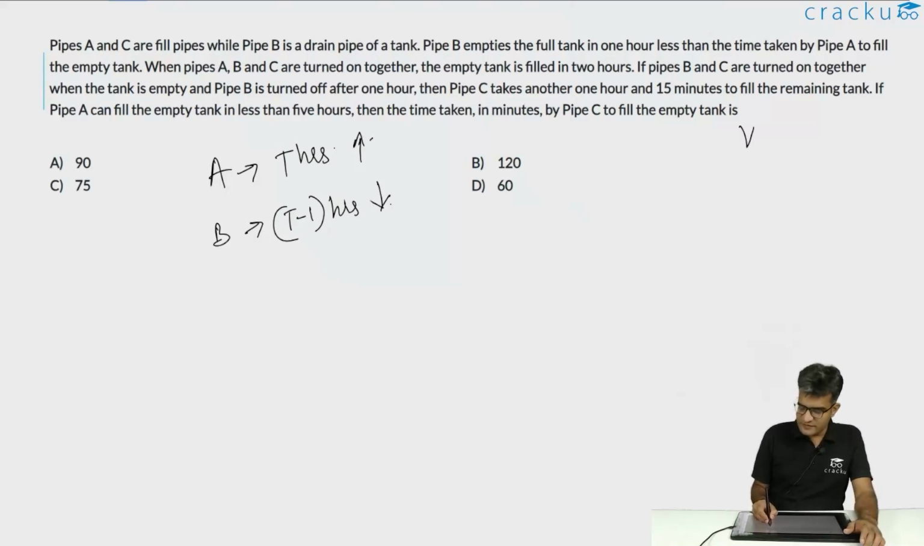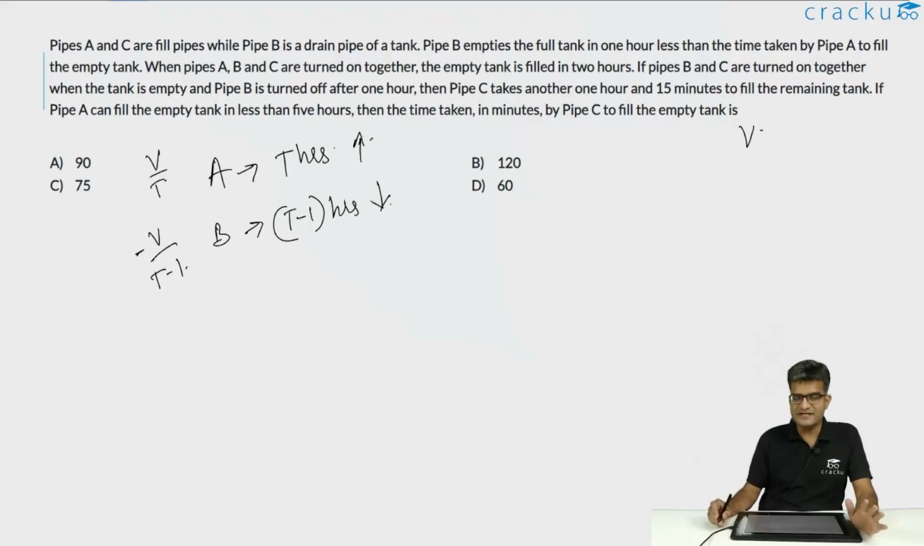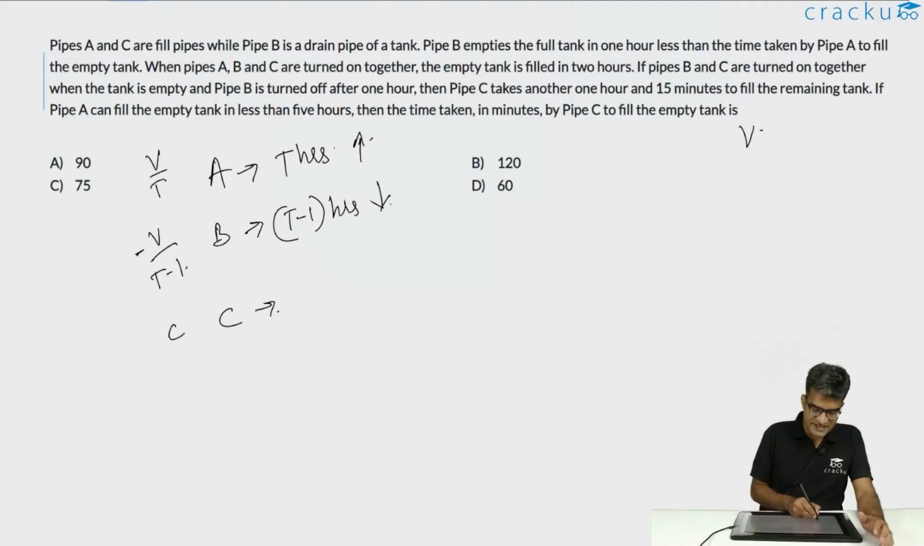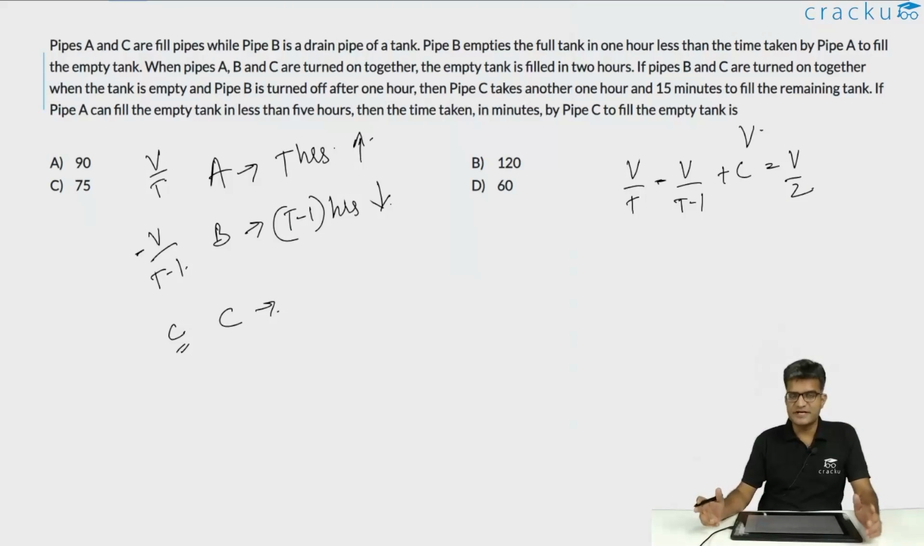If you assume that the volume of the tank is V, in 1 hour, the amount of water that is filled into the tank by A will be V by T. The amount of water emptied by B will be V by T minus 1. We are told that if A, B and C work together, they can fill the tank in 2 hours. If you assume that C fills C liters every hour, V by T minus V by T minus 1 plus C is equal to V by 2. Because in 2 hours, they fill the entire tank whose volume is V.